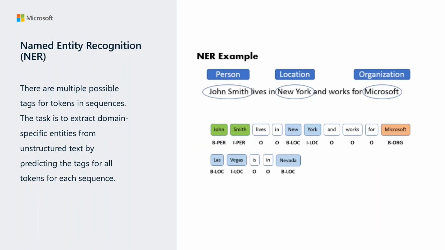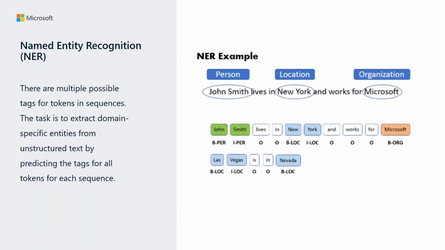For the third scenario we support, named entity recognition, there can be multiple possible tags for the tokens in sequences. This task extracts domain-specific entities from unstructured text datasets, and we do this by predicting the tags for all the tokens in each sequence. For NER, we will require you to convert your dataset to a specific format in order for us to extract these specific tags. In this example, you can use it to extract persons, locations, organizations, or whatever kind of domain-specific entities from your document.